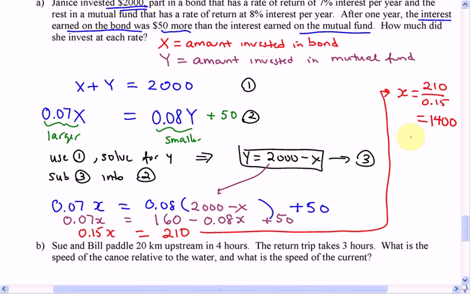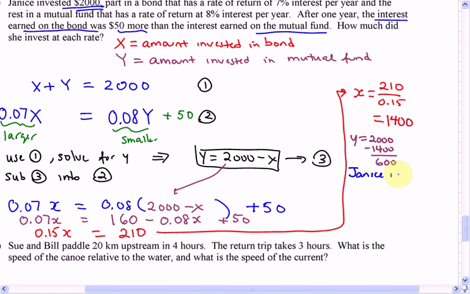And then how about y? Well, of course, y would be 2,000 minus 1,400, which equals 600. And so because this is a word problem, I want you to answer in a sentence. How much does she invest at each rate? Say something like this. Say something like Janice invested 1,400 in the bond and 600 in the mutual fund. Good.